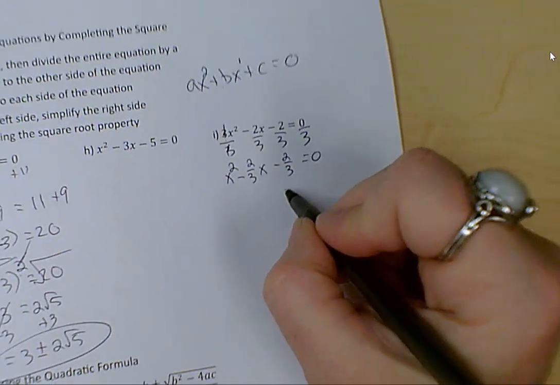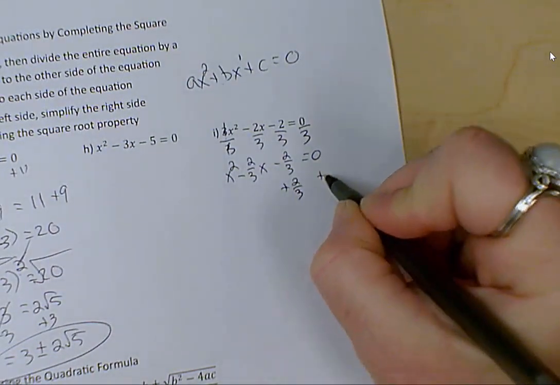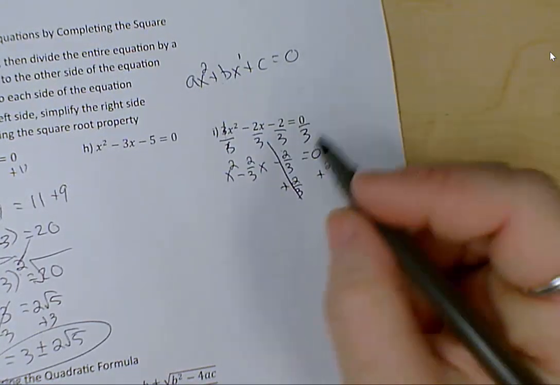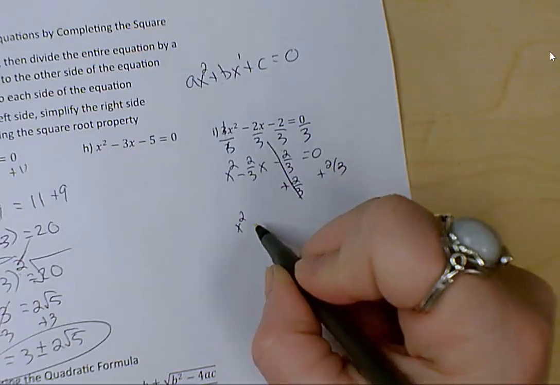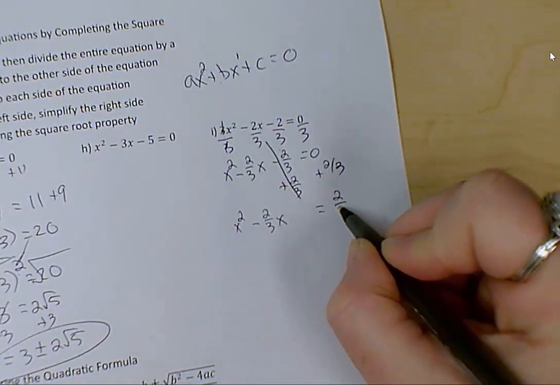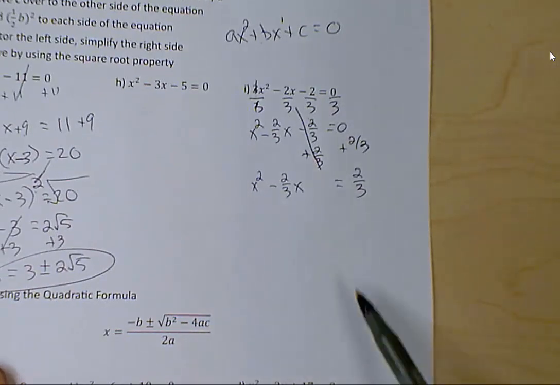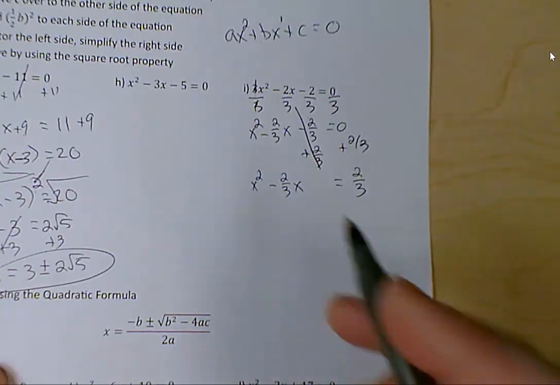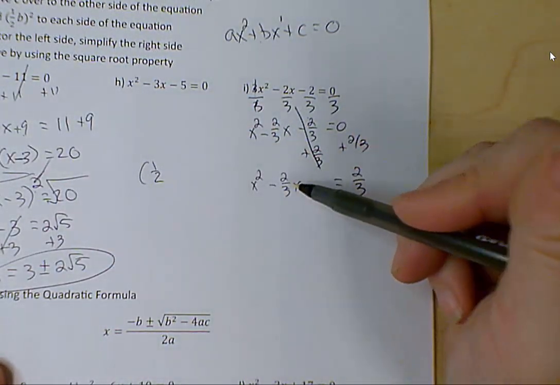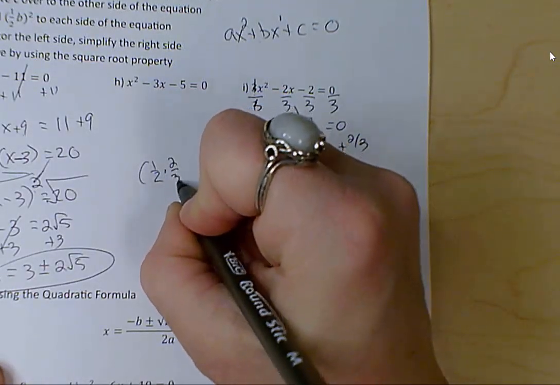The next step tells us to move that constant over to the other side. So our constant is a 2/3. Move that over to the other side, giving us x squared minus 2/3 x is equal to 2/3. We are going to add in that 1/2 b squared to each side here. So our b is 2/3 for this example.